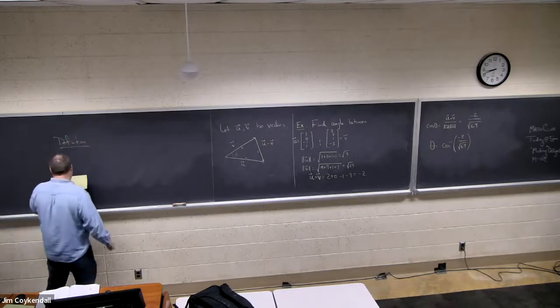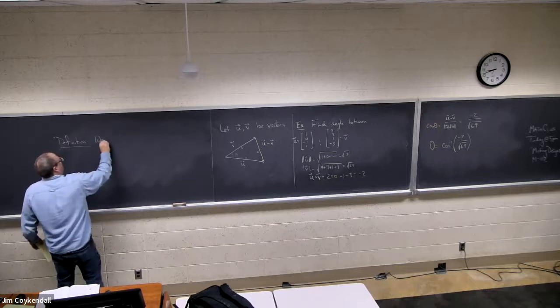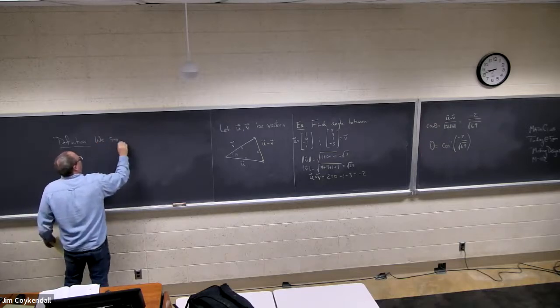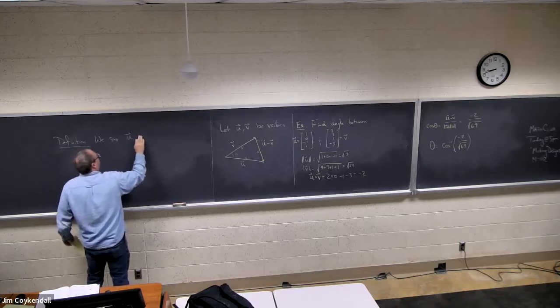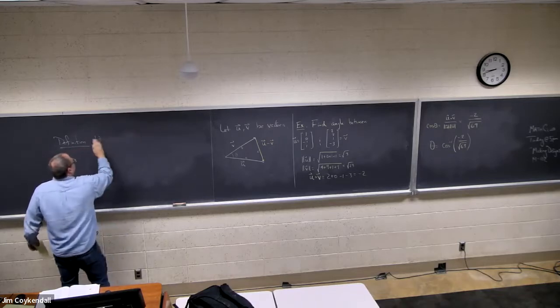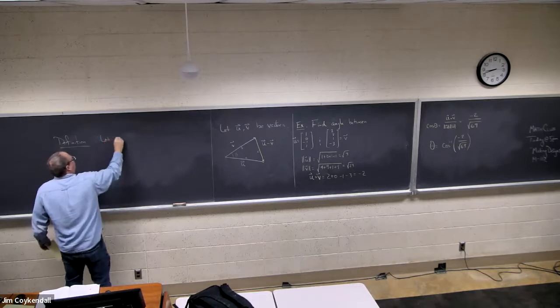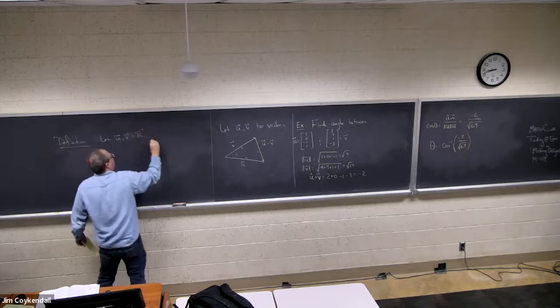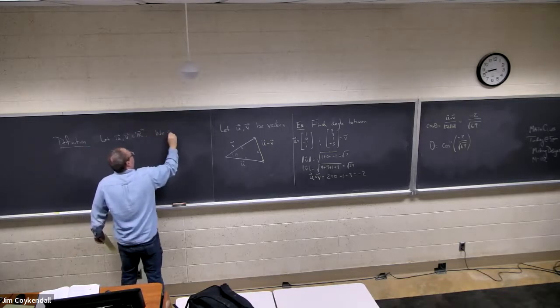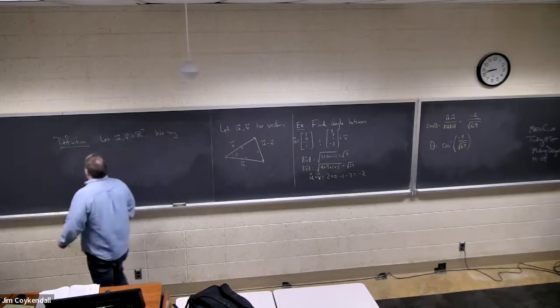Definition. We say, well, let me say this: U and V are vectors in Rn. We say U and V are orthogonal.